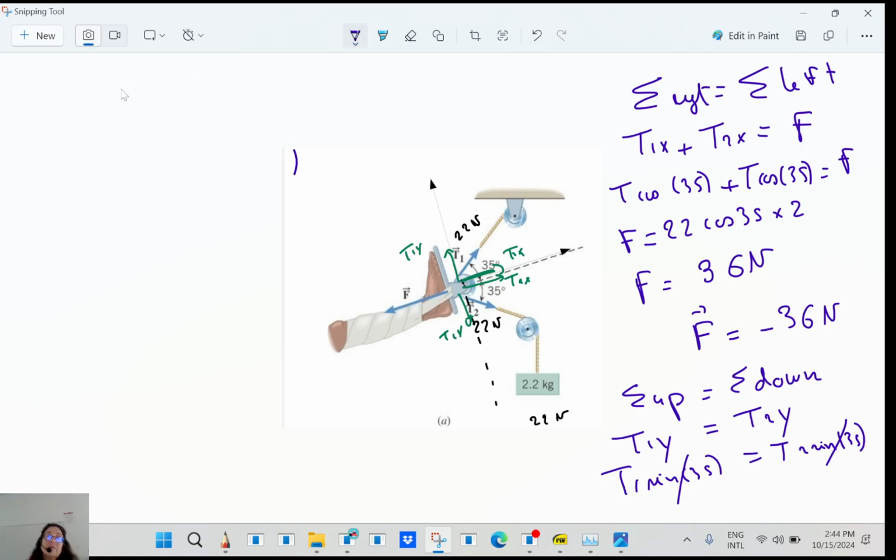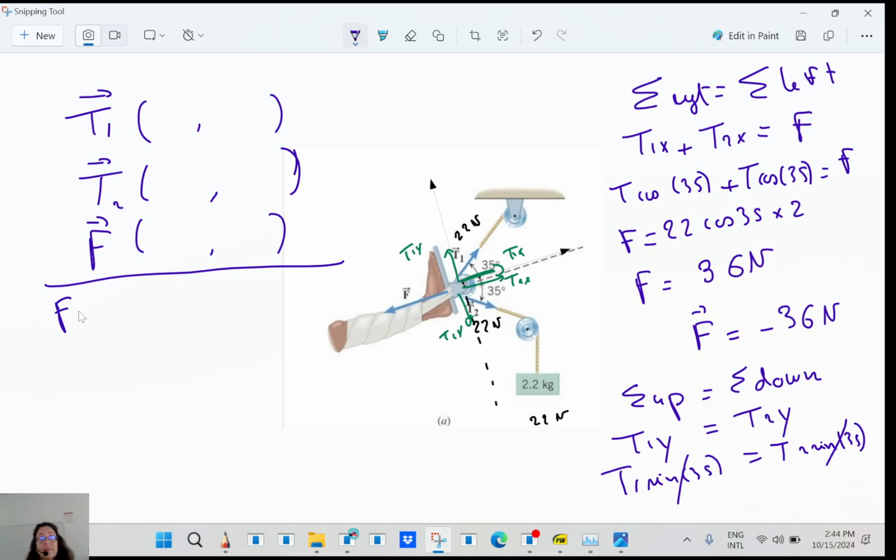Now, if you think it's hard, depends on students, then you can do it this way. You can say T1, T2, and then you have F, and that will be the long way, and then the net force here equals 0, 0. And then you have T1, the X component will be 22 cosine 35. So it will be half of 36, which is 18. T2 will also be 18. And that will be the X component. So you see the X component will be negative 36.